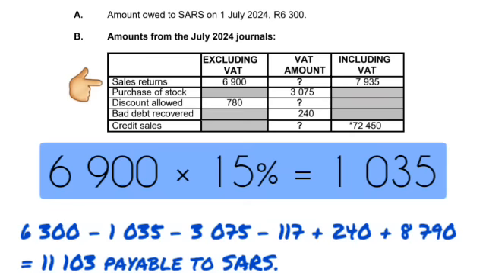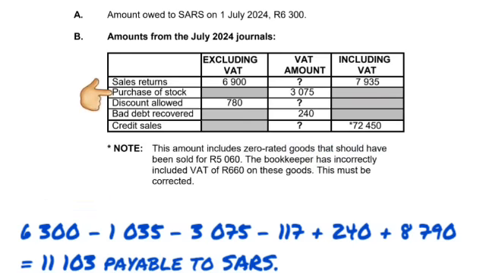I take the 6.9, because it's excluding VAT, I'm just going to multiply it with 15%, and it gives me 1035. The 1035, I'm going to minus it. Why? Because it's a sale return. I did not make the sale, so they can't charge me VAT on the amount that I didn't receive. It means those people returned that amount. And then next I have purchases of stock. They calculated the VAT amount for me already. It's 3075, so I'm just going to minus it, because purchases reduce my payable amount.